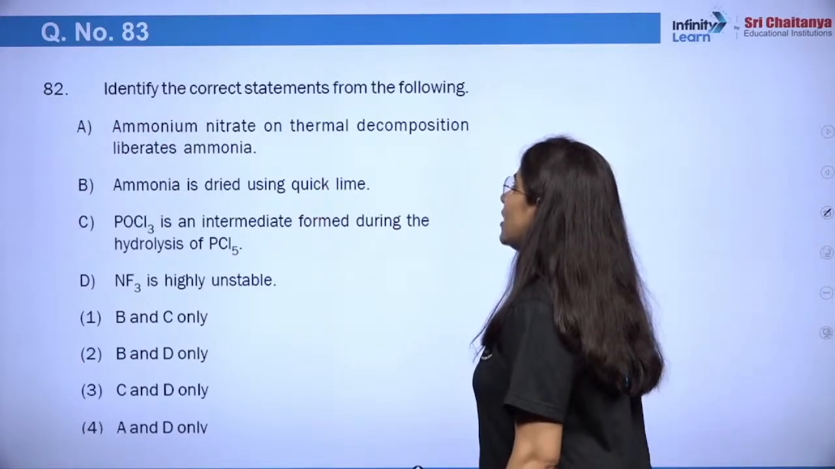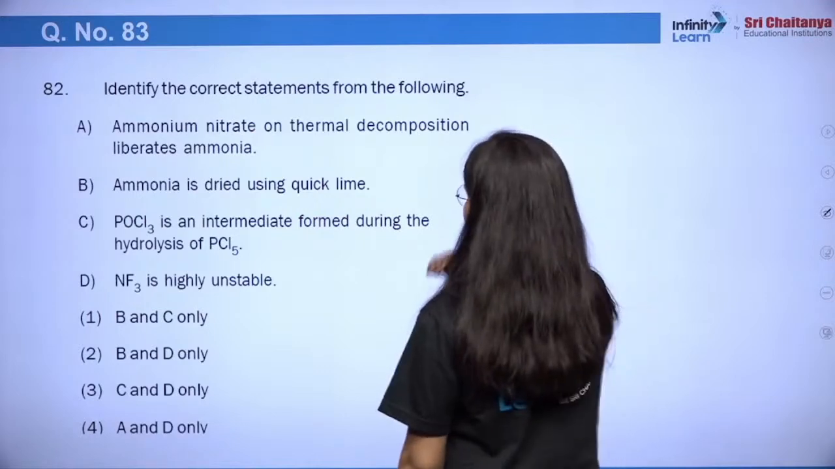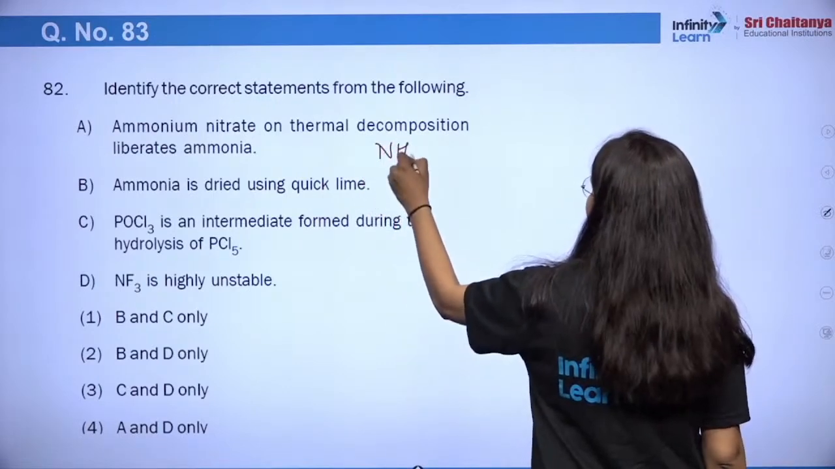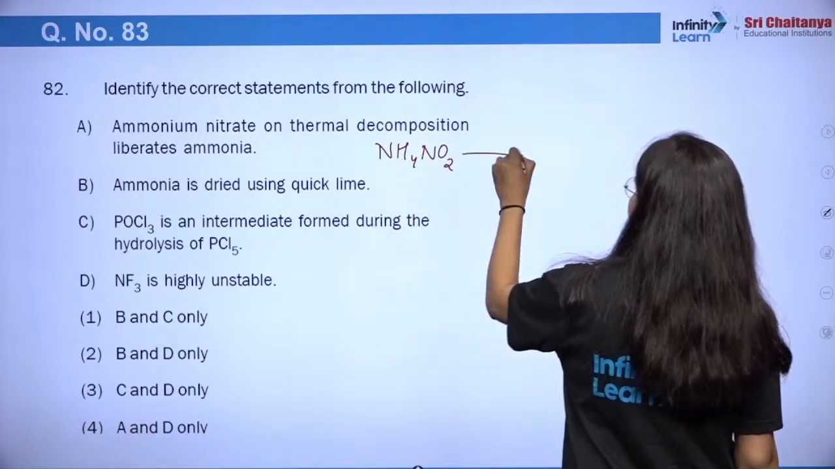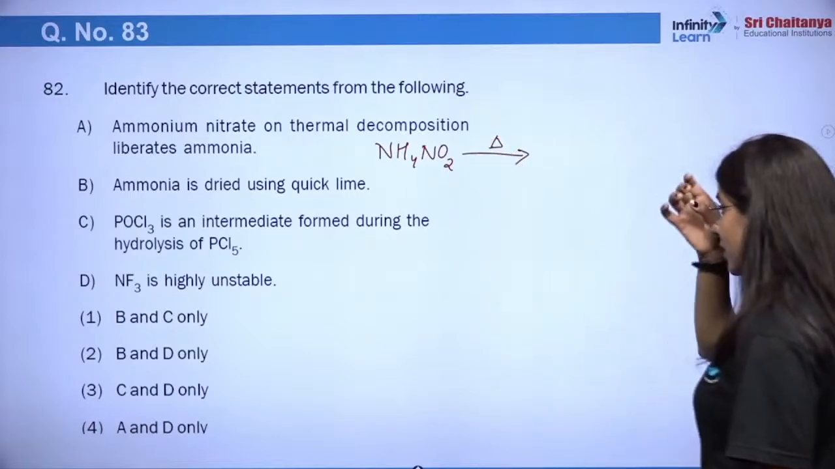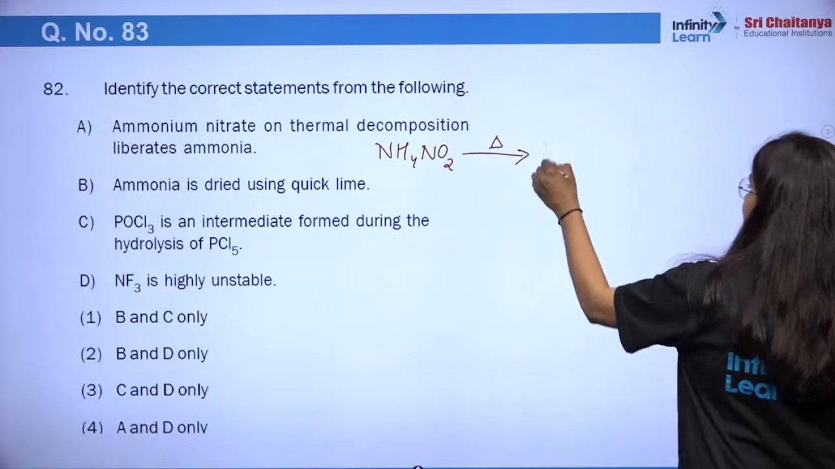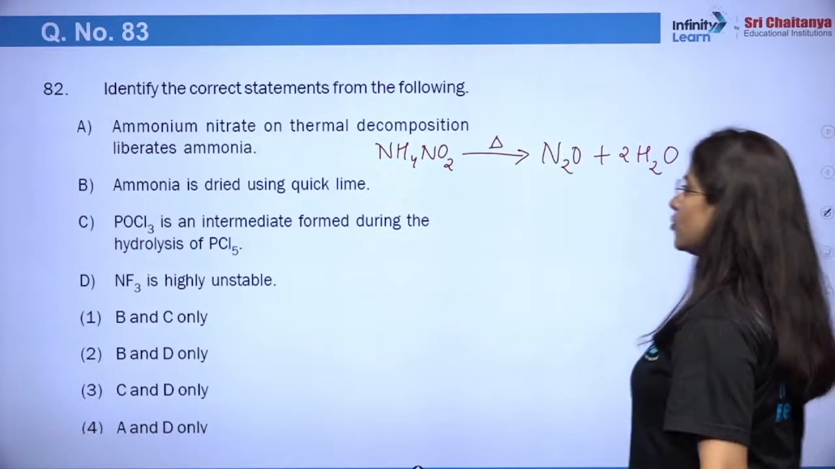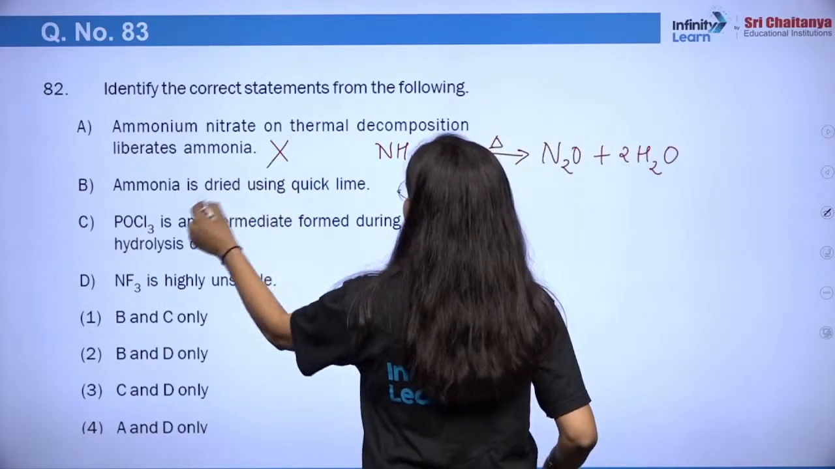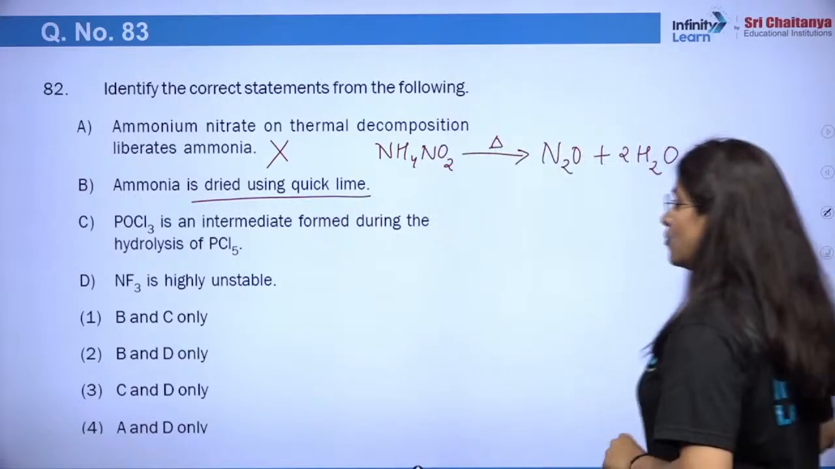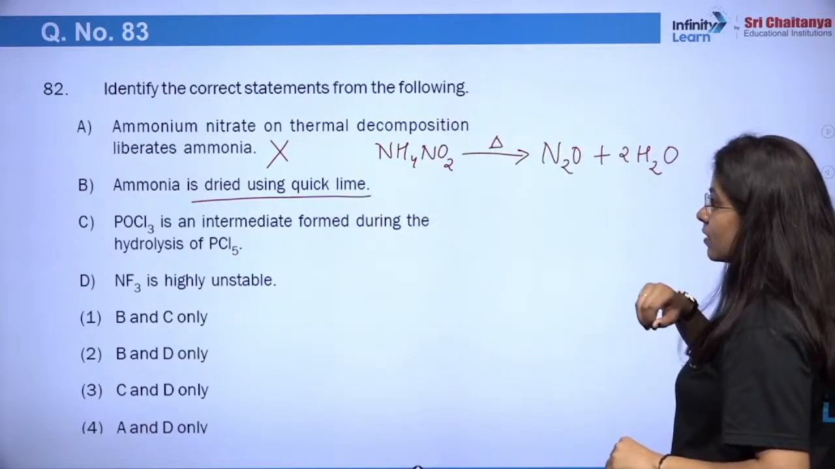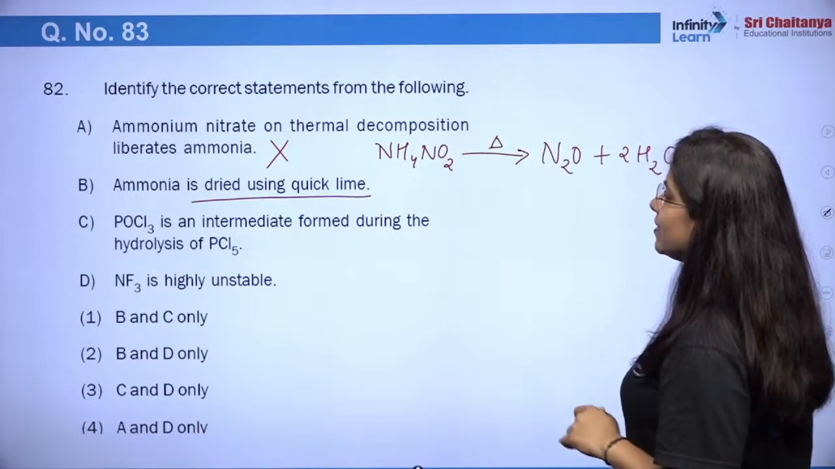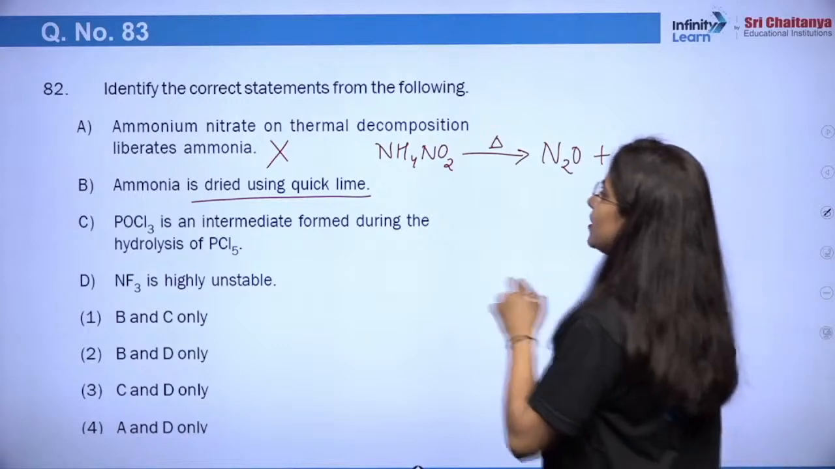Ammonium nitrate on thermal decomposition liberates ammonia. You need to identify the correct statement. Okay. On heating ammonium nitrate, I am not getting ammonia. I am actually getting N2O plus water. So this is our wrong statement. Ammonia is dried using quicklime. This is a correct statement.